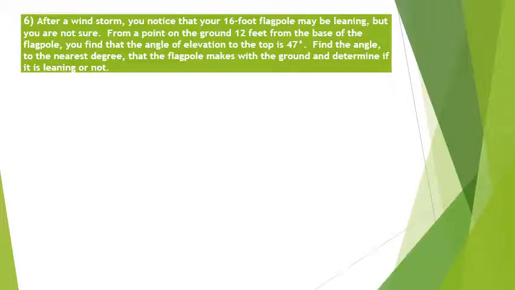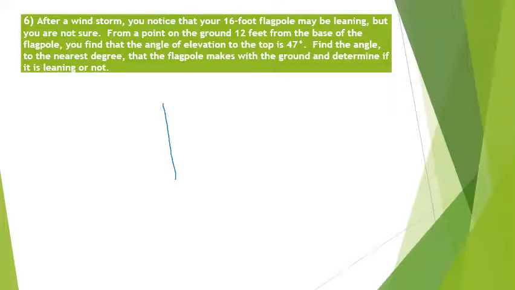Next one. After a windstorm, you notice that your 16-foot flagpole may be leaning, but you're not sure. From a point on the ground 12 feet from the base of the flagpole, you find that the angle of elevation to the top is 47 degrees. Find the angle to the nearest degree that the flagpole makes with the ground and determine if it's leaning.